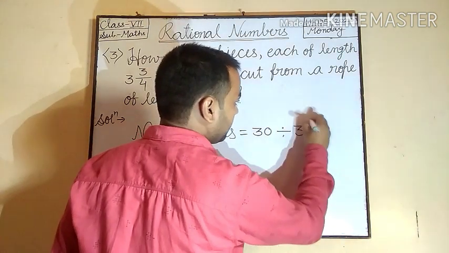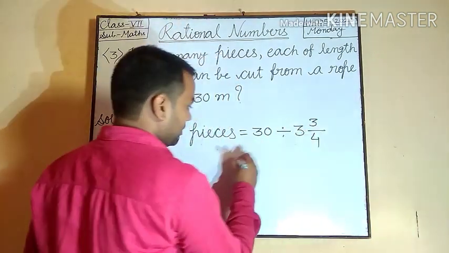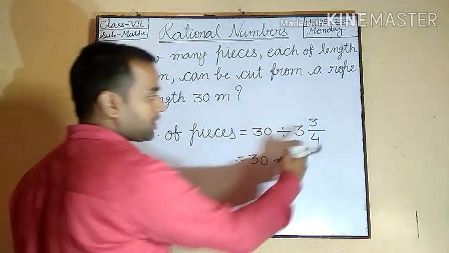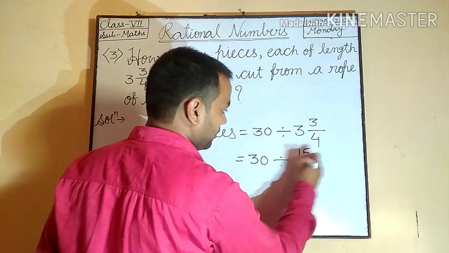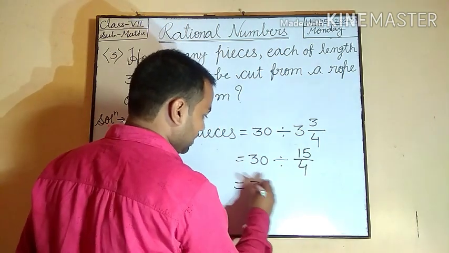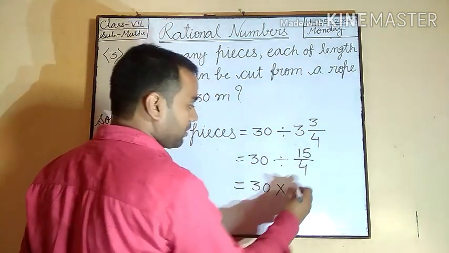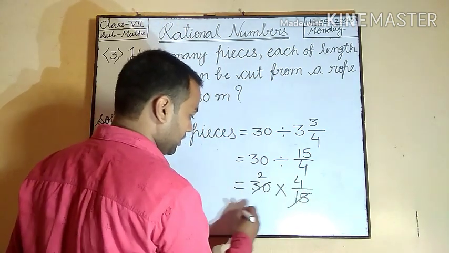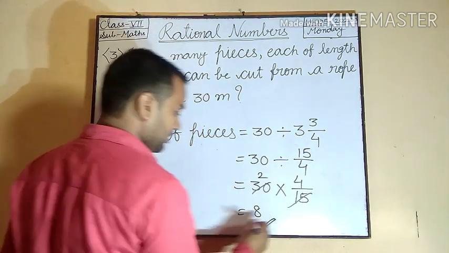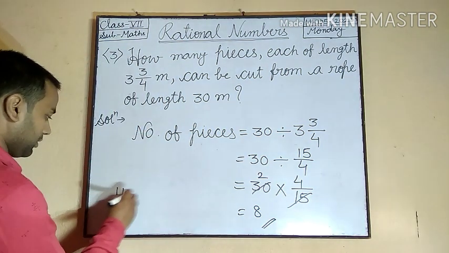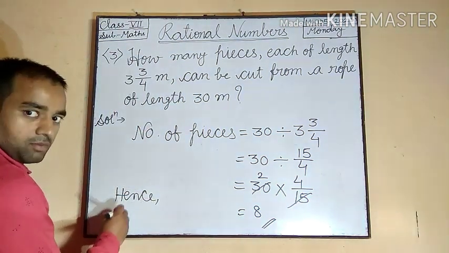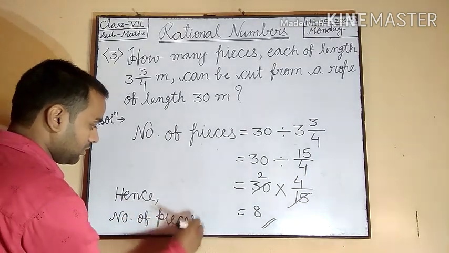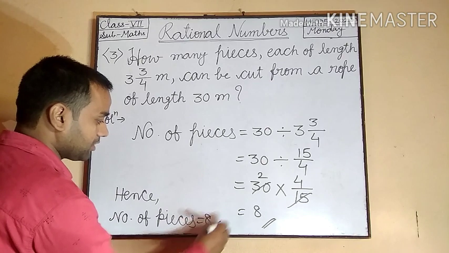So write 3 whole 3 by 4. 30 divided by, change into improper: 4 threes are 12, 12 plus 3, 15 by 4. 30 multiplied by the reciprocal of 15 by 4, which is 4 by 15. 15 twos are 30, so it is equal to 8. Hence the number of pieces is equal to 8.